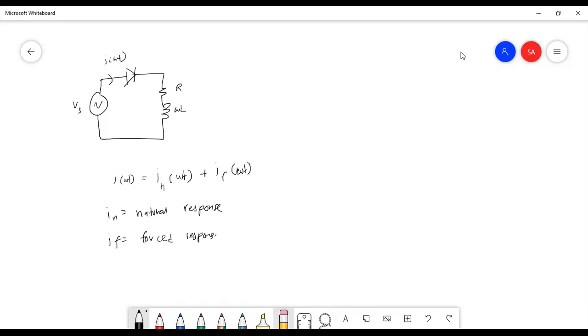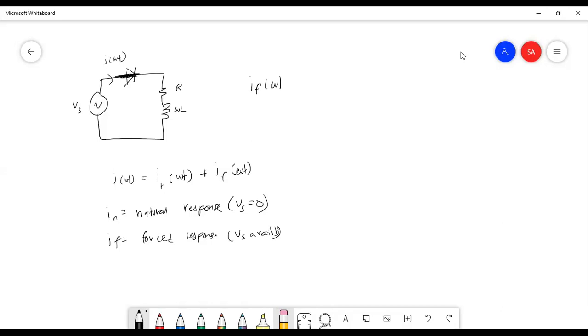So what is natural response and force response? Natural response is when V source is set equal to 0, so we want to see what is the value of the current. Force response is actually where the diode is on and the voltage is available. Based on the simple KVL here, we assume that the diode is on.